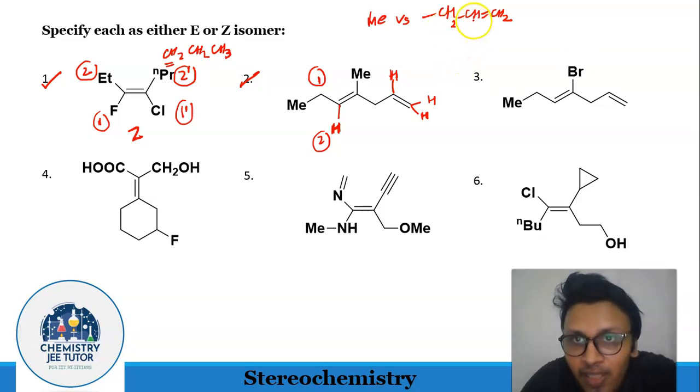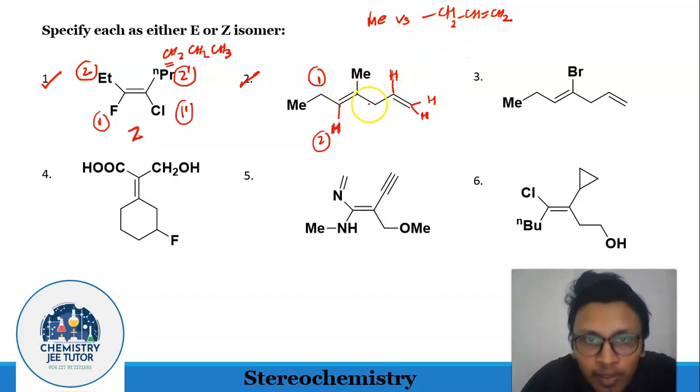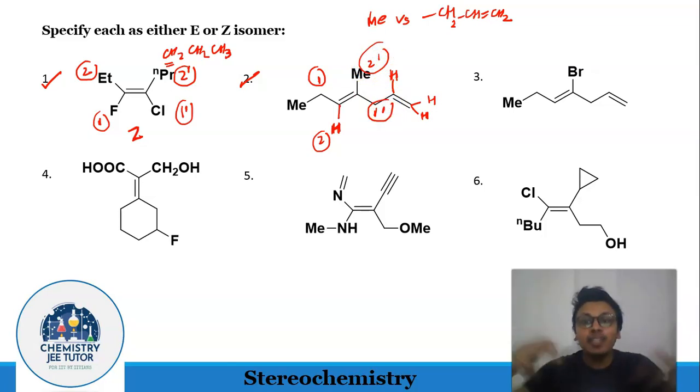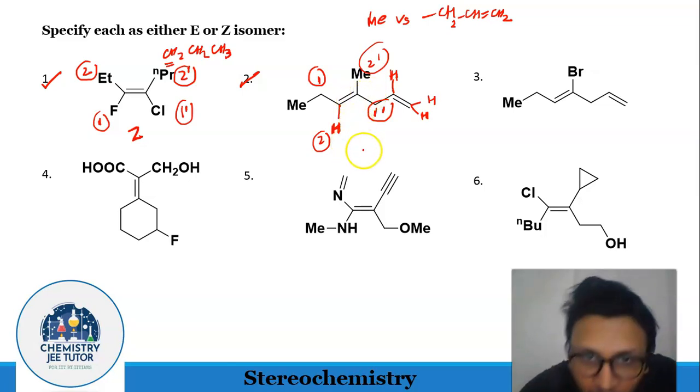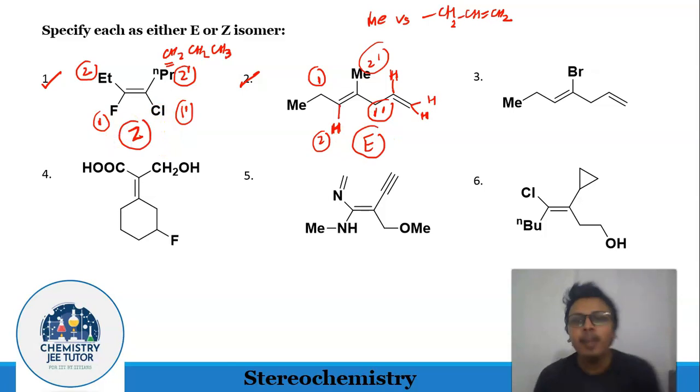This CH2 CH double bond CH2 is an allyl group. So this is 1 prime, this is 2 prime. Check here. The priority groups are on the opposite side of the double bond. So what is it? It's an E isomer, right? I hope you got that correct. Mark yourself if you got it correct. Okay, let us look at the next one.